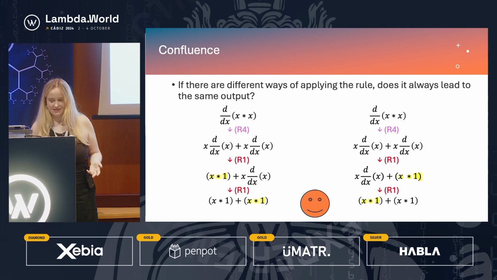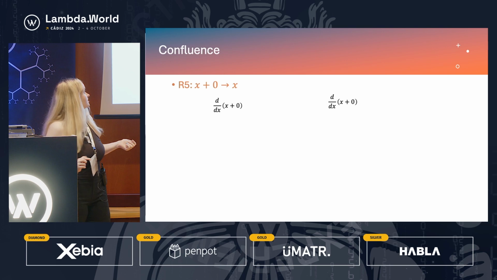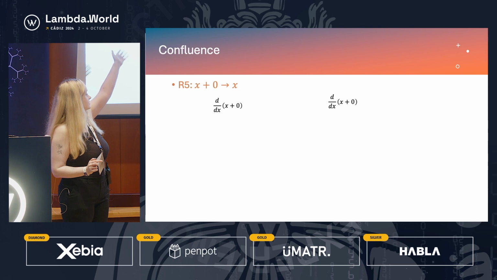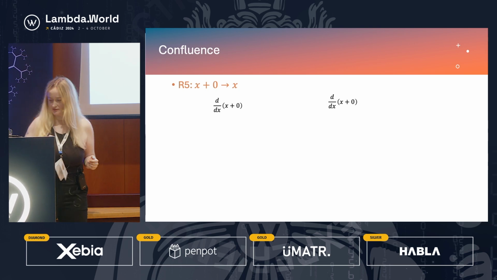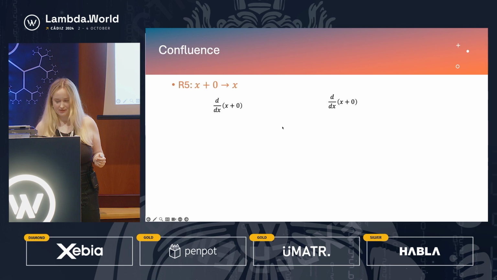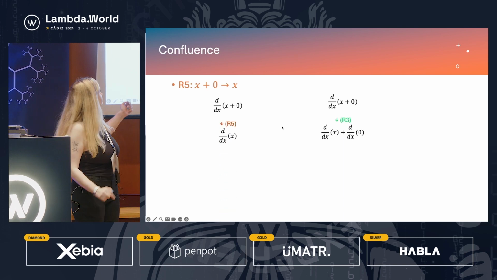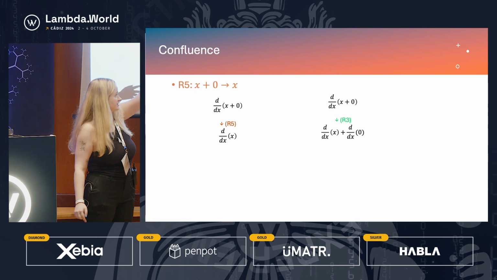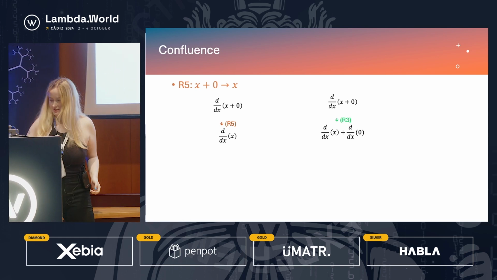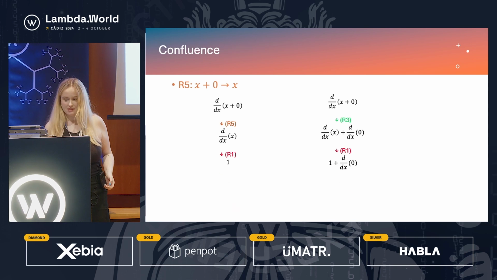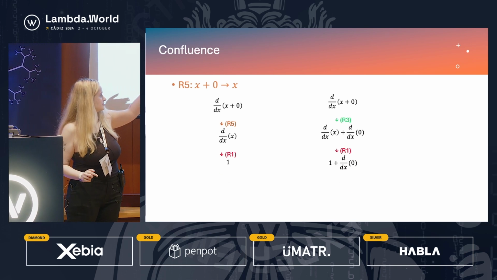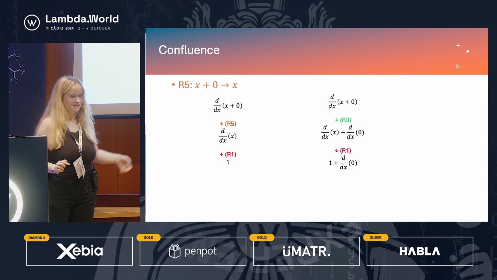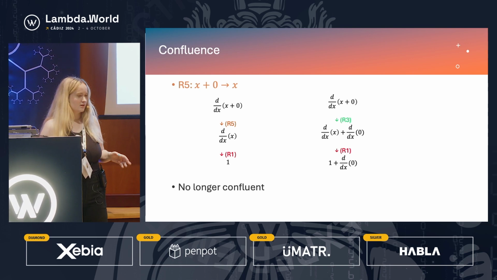And to give a contrasting example, let's look at a non-confluent system. So let's say we add an extra rule, which is x plus 0 is x, and then we look at this expression here, the derivative of x plus 0. So there are different ways in which we could apply our rules. On the left-hand side, we could simplify x plus 0 to x first, or we could do the addition rule, so we have two different ways of doing it. And then we apply rule 1, but then we have no rule which concerns what we need to do with the derivative of 0 with respect to x. So this is our final output, and this is different in both cases. So this is no longer confluent.